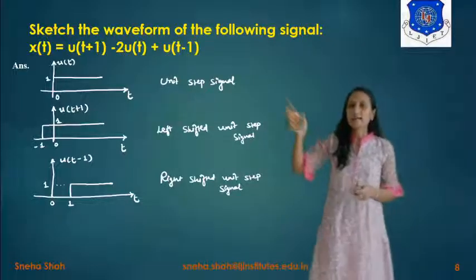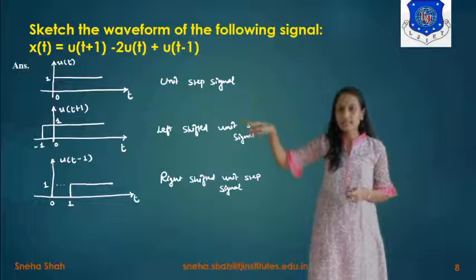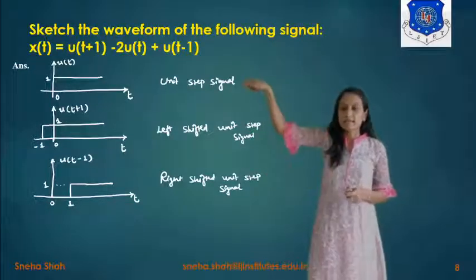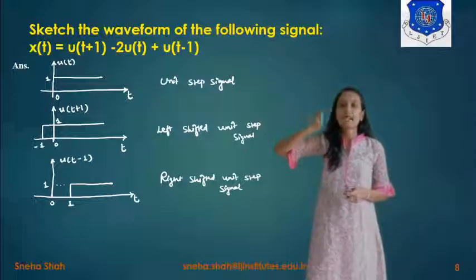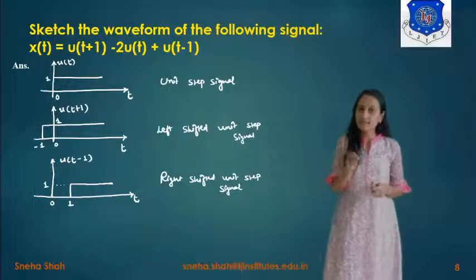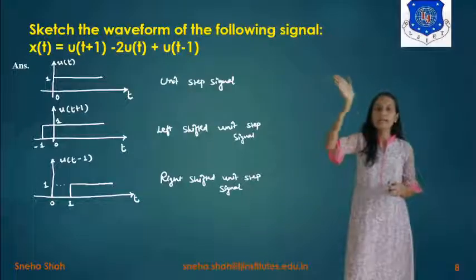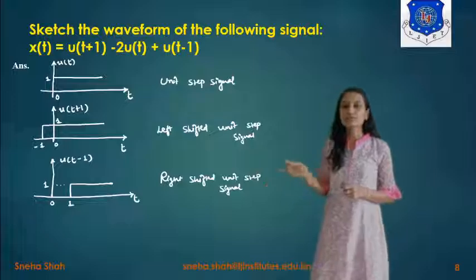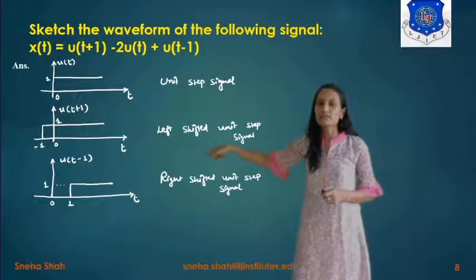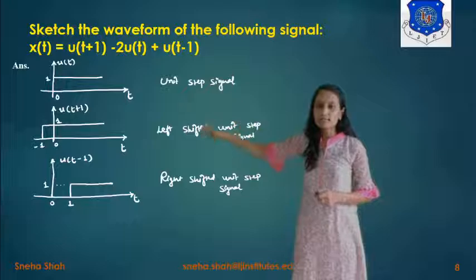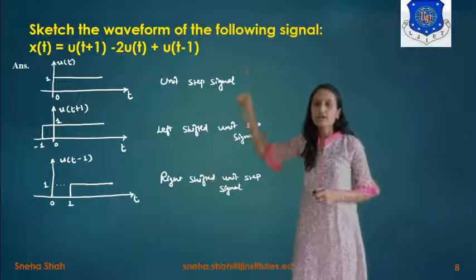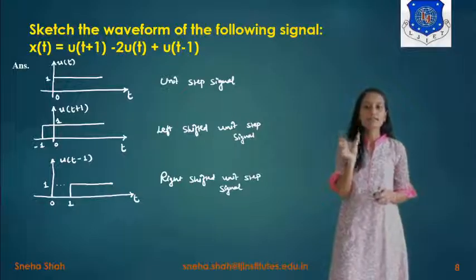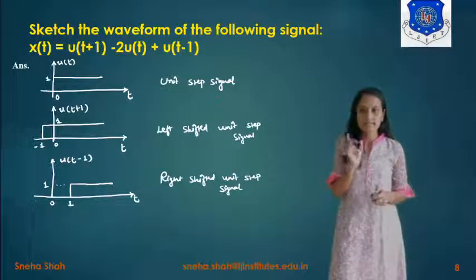Now we add these three terms: u of t plus 1, u of t minus 1 and minus 2 u of t, meaning minus 2 times this signal, so 1 into minus 2 is minus 2 for t greater than or equal to 0. If we add these three terms, you can see that for the range of minus 1 to 0, this term will be 0, this term will be 1 and this term will be 0. So 1 plus 0 plus 0, so its answer will be 1 for the range of minus 1 to 0.